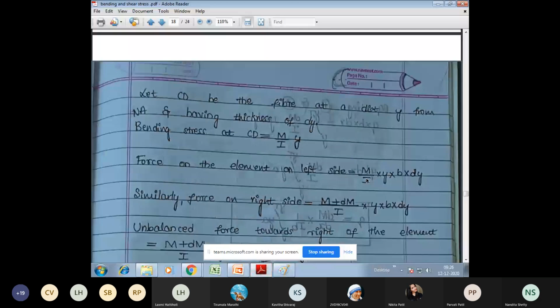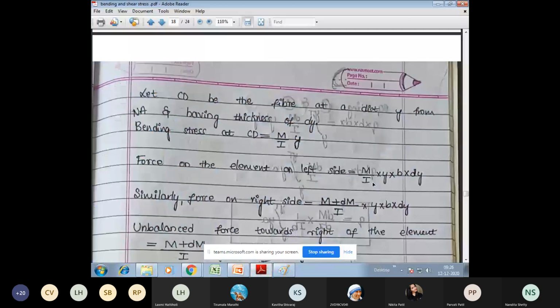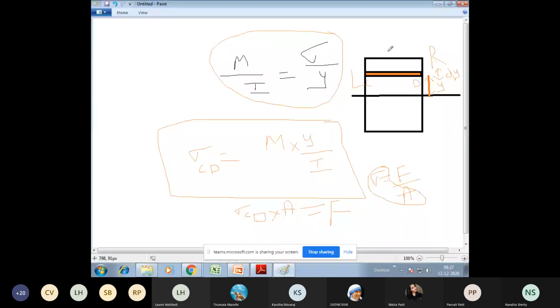So same thing I have written here. Force on the element on the left side is equal to m by I into y, this remains same, m by I into y into area. What is the area at CD? See, the width of the beam is b and the depth is dy. Can you tell me what is the CD cross-sectional area? Is it b into dy? Yes, very correct. It is b into dy.